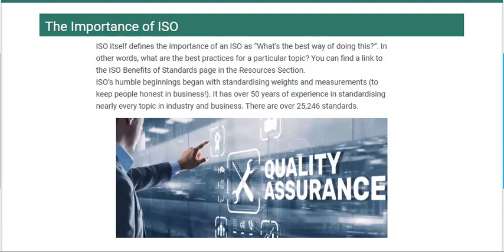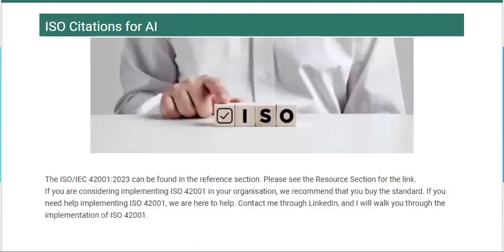There are over 25,246 standards. ISO citations for AI. The ISO/IEC 42001:2023 can be found in the reference section. Please see the resource section for the link.